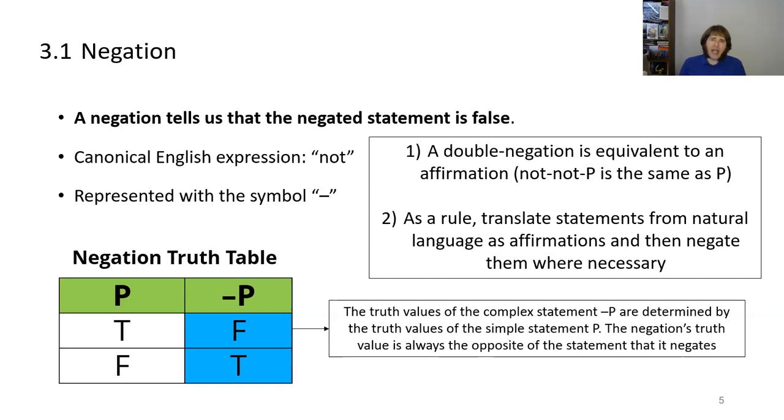Now, if we take a look at number 1 up in the box on the right there, first rule: a double negation is equivalent to an affirmation. So we can actually string together negations. We're going to learn more about this in the next chapter. But you can have P, you can have not P, you can have not not P. A double negation, not not P, is the same as really asserting P.